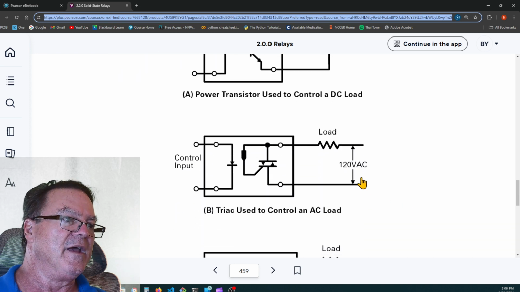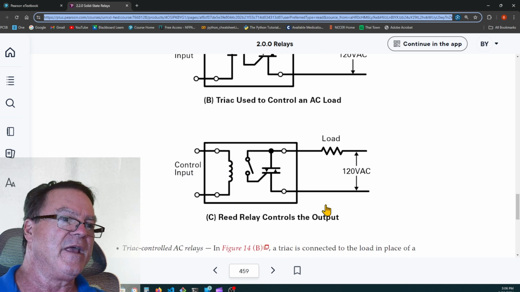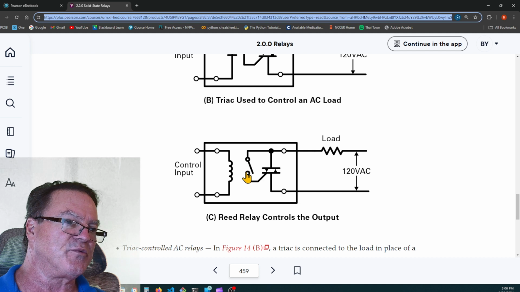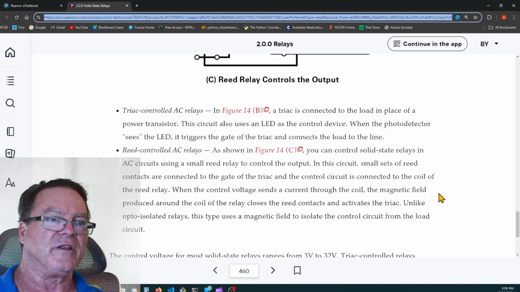Again, this one is using a triac instead of a transistor, but the same opto-isolated feature is here with an LED and an optic eye looking for light. This is a reed switch. It uses magnetism. So the control input creates an electromagnet that pulls this reed switch closed, and it allows this triac to fire and power the load.